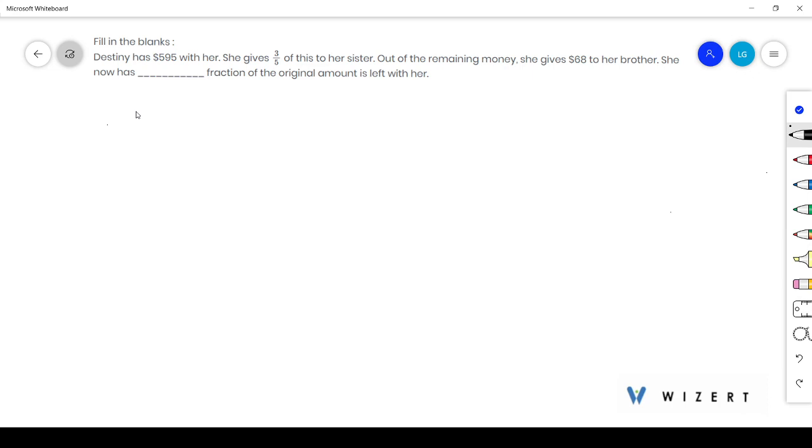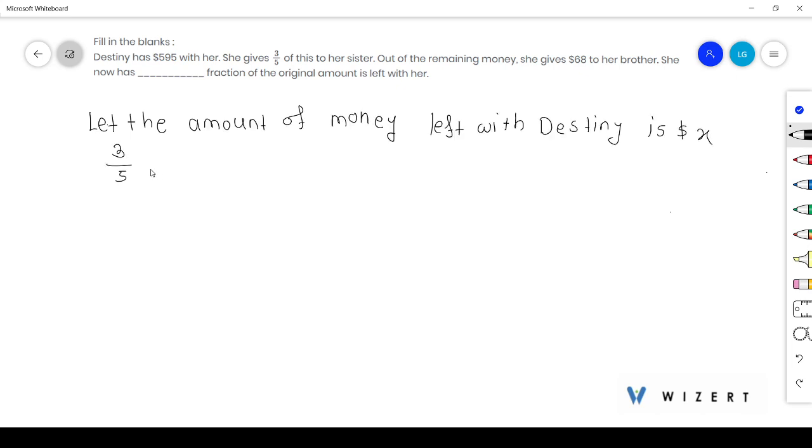Let the amount of money left with Destiny be X dollars. Okay. Now from the given, 3/5 of her total amount she gave to her sister.